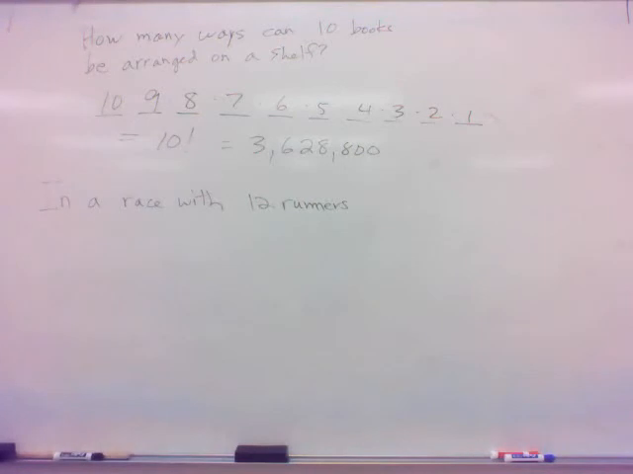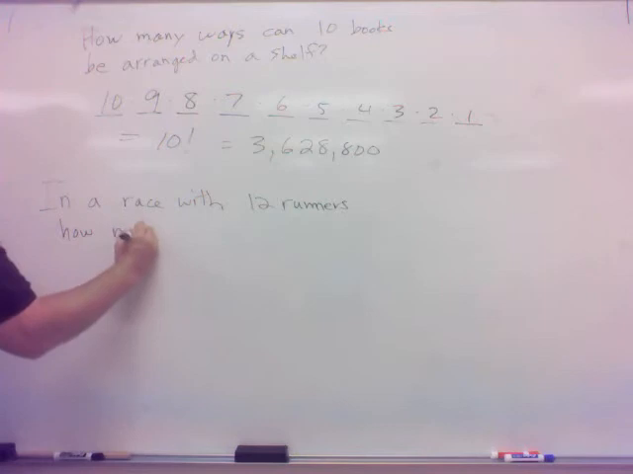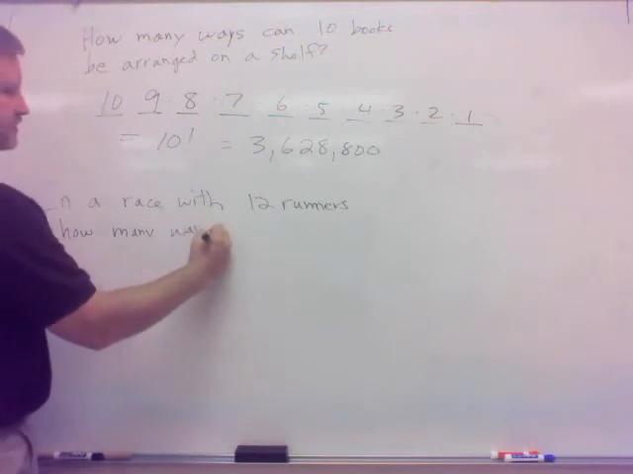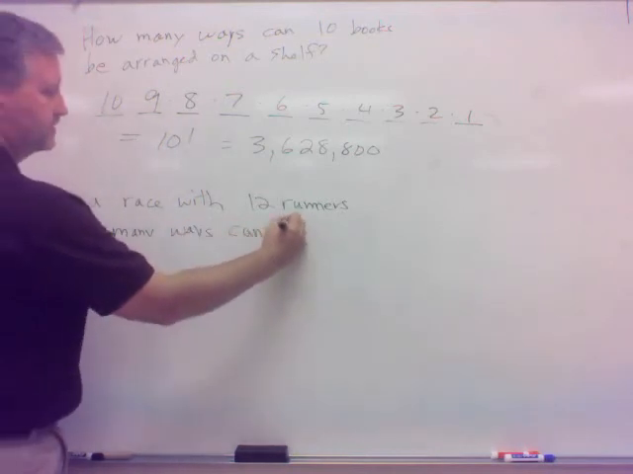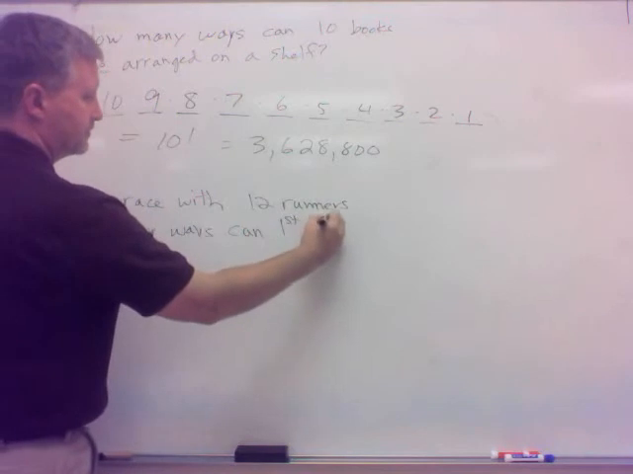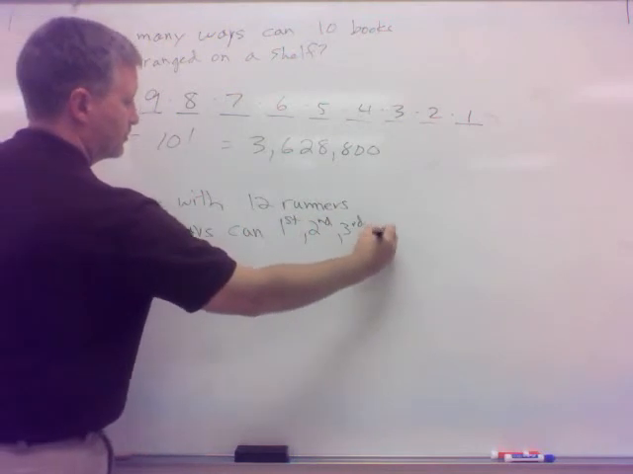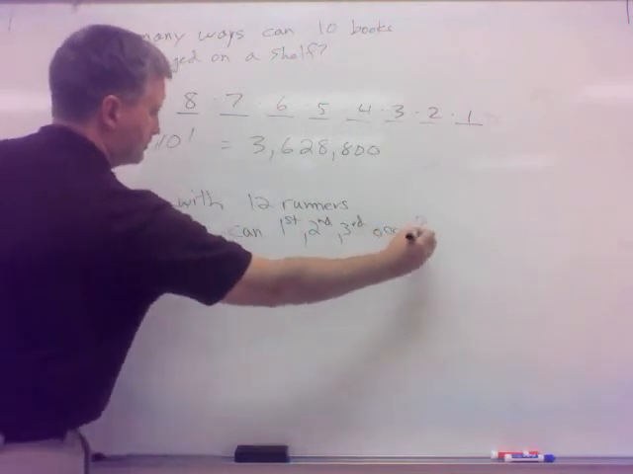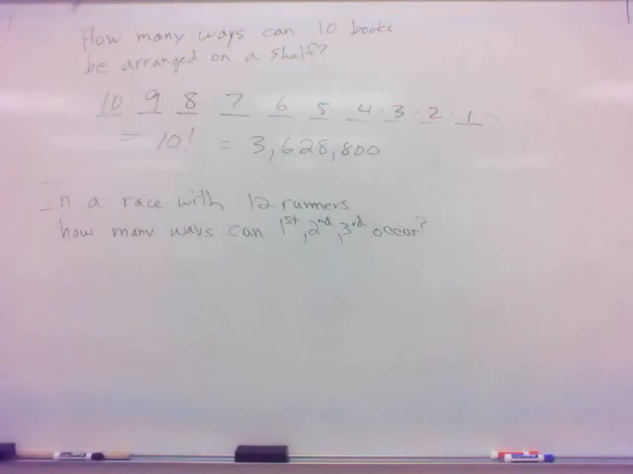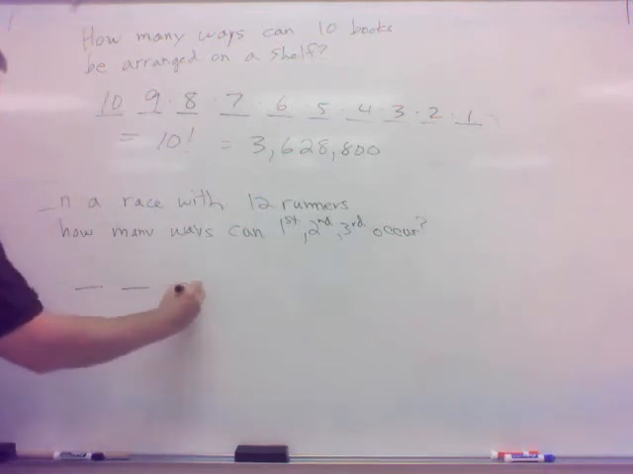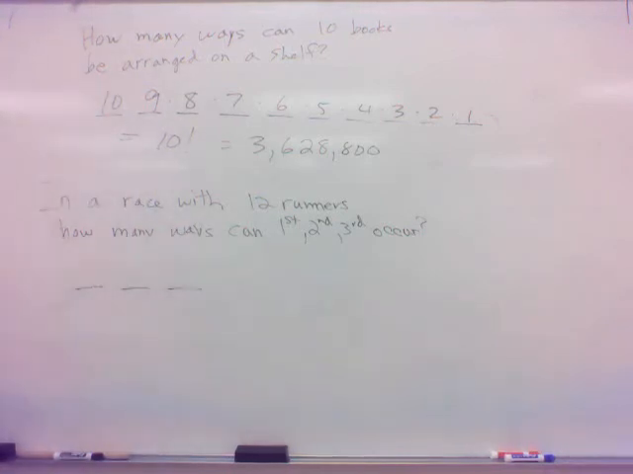How many ways can first, second, and third occur? So we're only doing the first top three spots. First, second, third. How many ways could first place occur here? Any of the 12? 12.